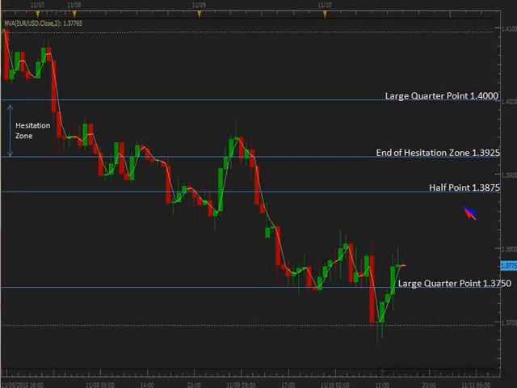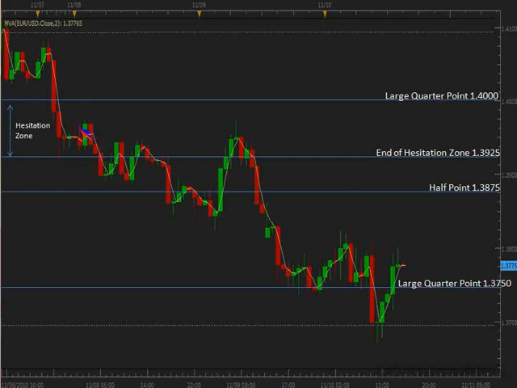Of the large quarter, which is the exact half point between the two large quarter points. Again, this is a constant, never changing level because the quarters are constant 250 pip ranges. The exact half point of each quarter is exactly 125 pips from each one of the two large quarter points.